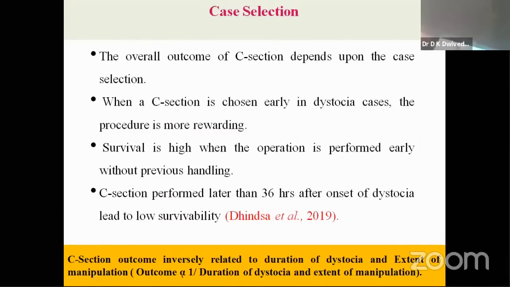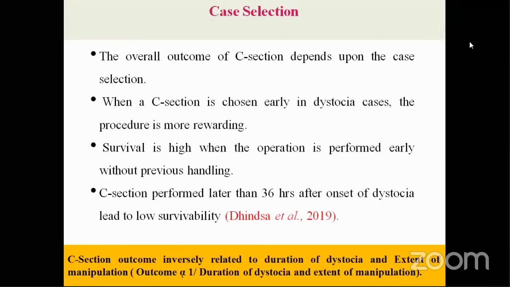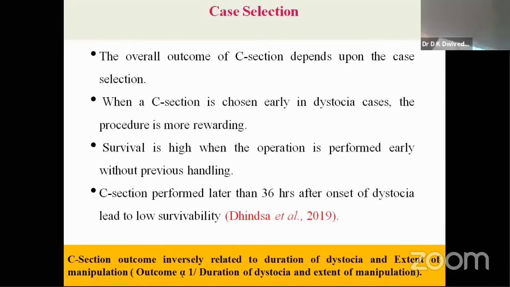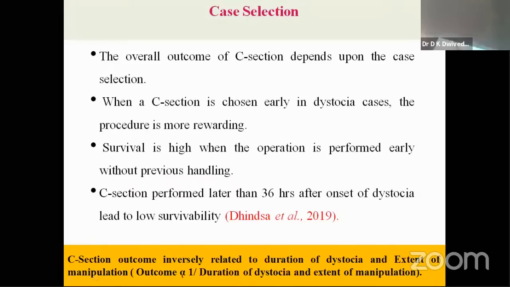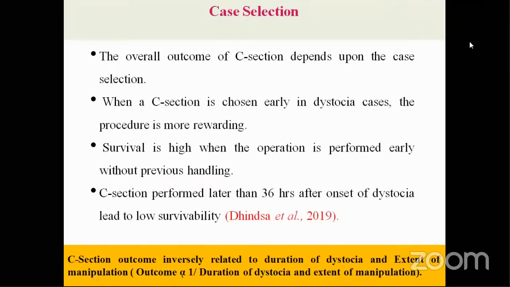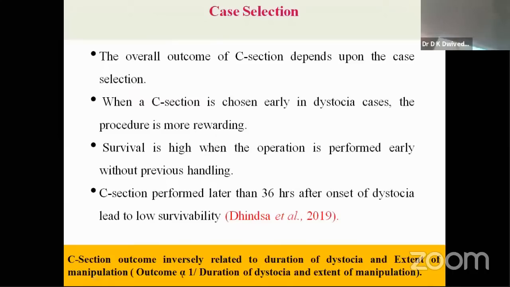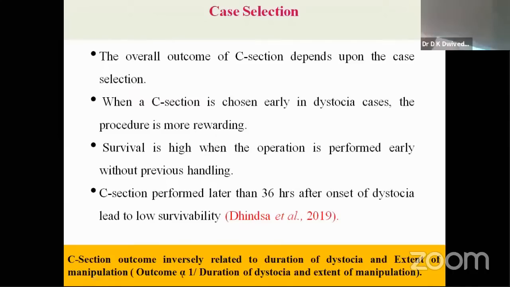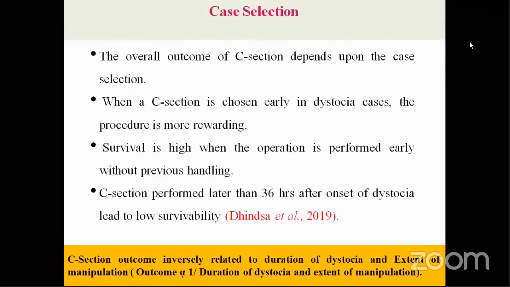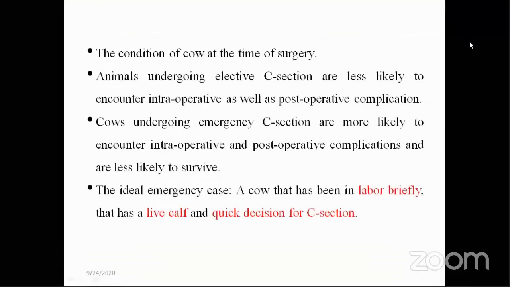Now, the second important factor on which the C-section outcome depends is the extent of manipulation. If previous manipulation is more, in that condition, the outcome will be poor. So again, the C-section outcome is inversely related to the extent of manipulation. There should be minimum manipulation. So these two factors are very important and govern the outcome of the C-section.